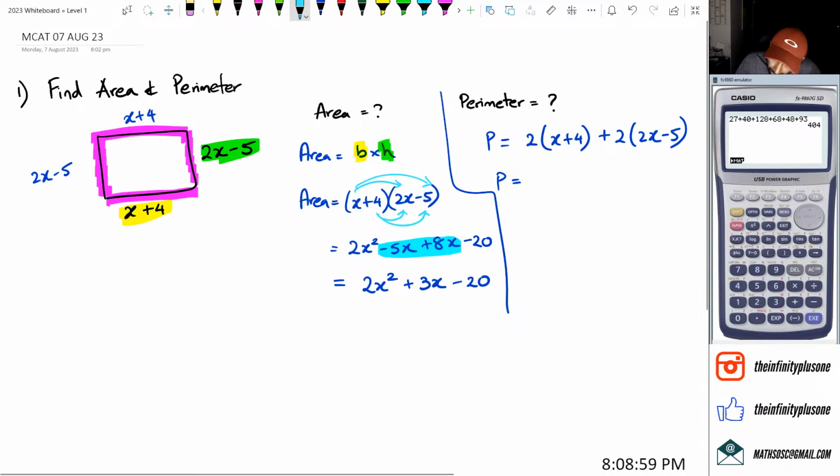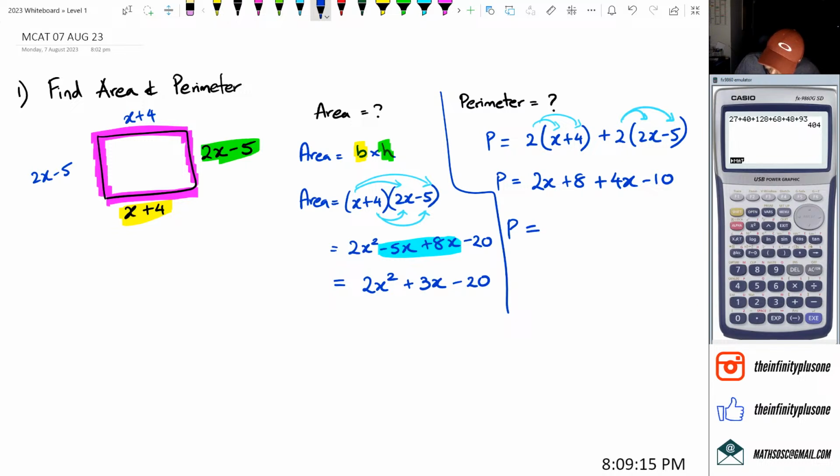So at this point we're going to expand the brackets, so 2 times x and 2 times 4, which is going to be 2x plus 8. Then we've got 2 times 2x and 2 times negative 5, and that's going to give us 4x minus 10. So combining the like terms, we've got 2x and 4x, which equals 6x, and finally we've got 8 and minus 10, which equals minus 2.